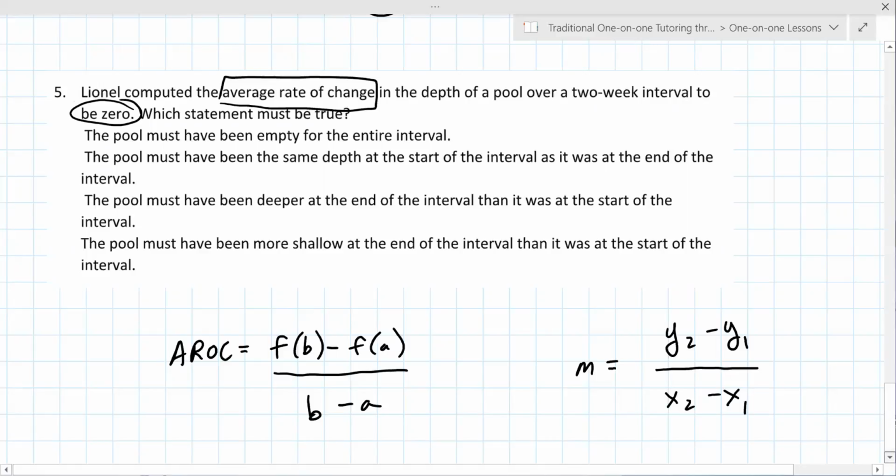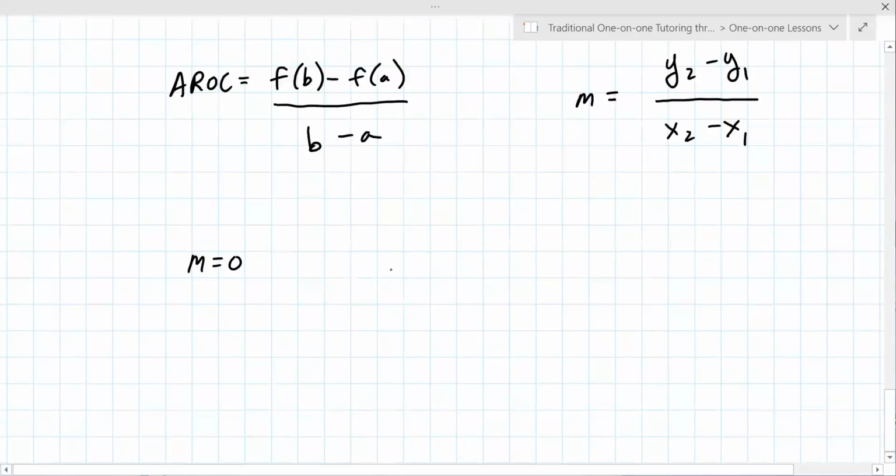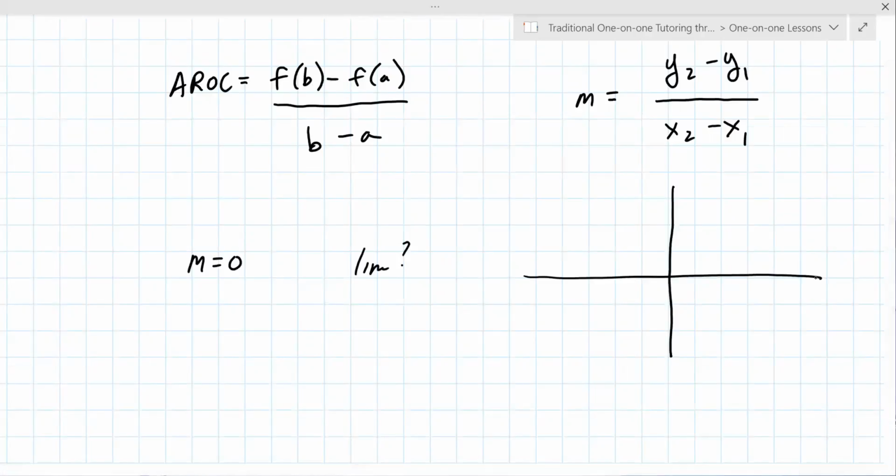The slope is 0. If the slope is 0, what kind of line is that? It's this. It's straight, but is it up or down, left or right, sideways, diagonal? What is the slope of 0? So vertical lines have undefined slope. This is a horizontal line.